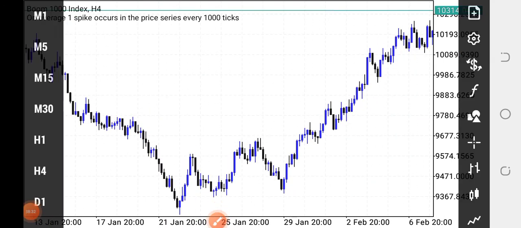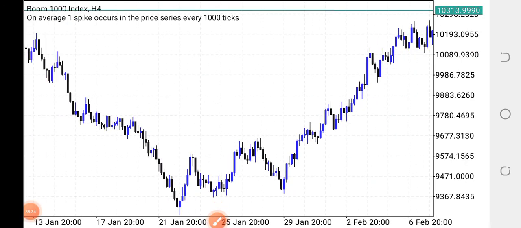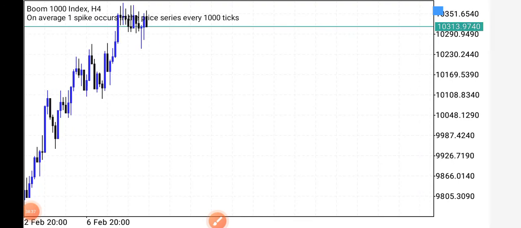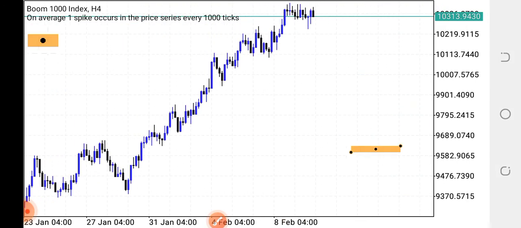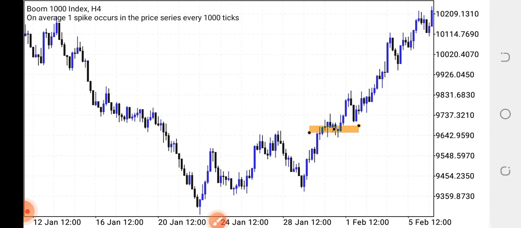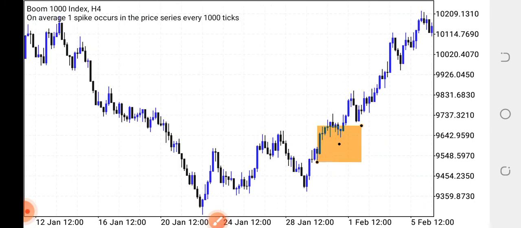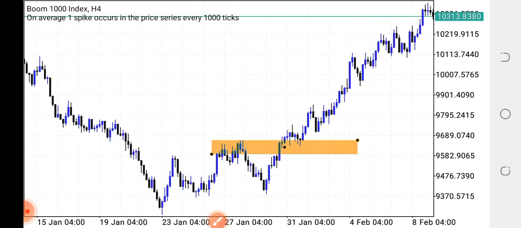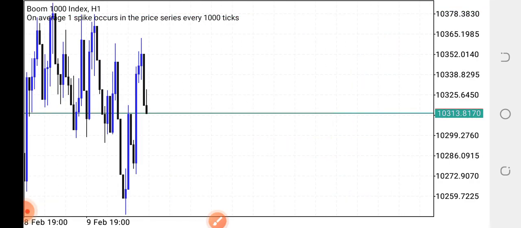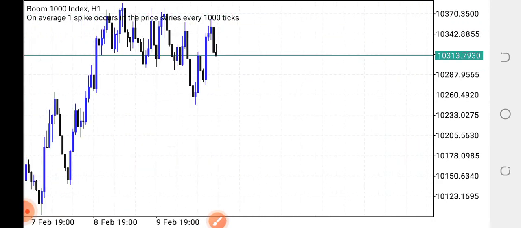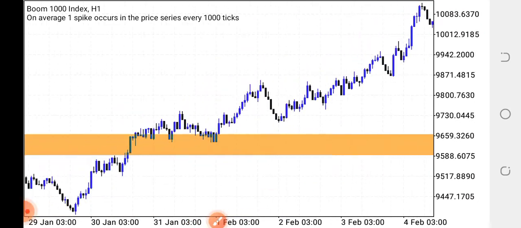Okay, do we have entry? I told you most times. So what we'll do, we'll mark out this level where it was actually broken. We'll take off this level here, where price broke from. So let's refine this entry. Let's go down to the lower time frame.